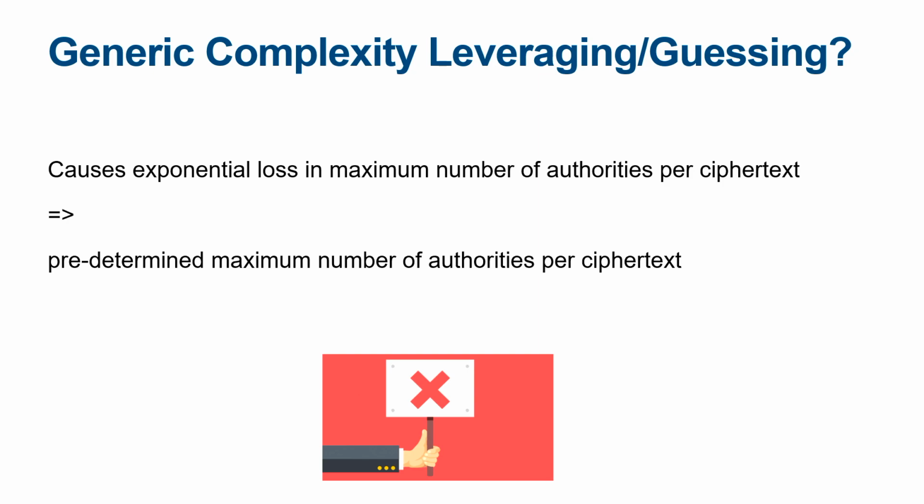Okay, so the first thing you should ask yourselves: why can't you just do the standard thing like complexity leveraging, or just guess the set of corrupted authorities? The answer is actually pretty easy. If you do a guessing style argument, you need to bound the number of corrupted authorities in the system, which also bounds the number of authorities in the system. And this is not what we would imagine from a fully decentralized multi-authority ABE system. So something trivial doesn't work.